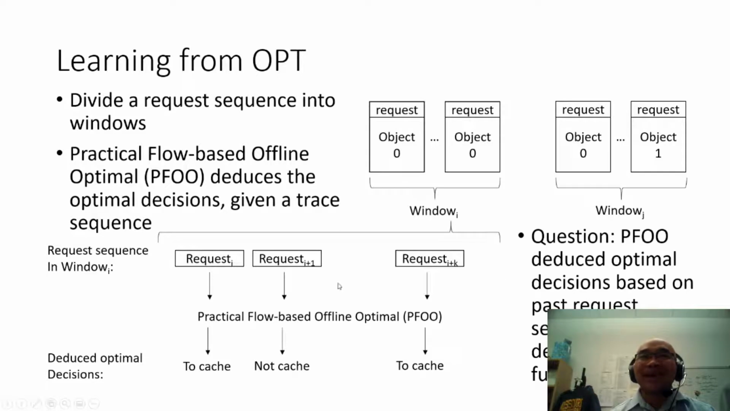Now the question is, this request sequence is something in the past. Those are the requests that are in the past, and these are the decisions that are suggested for requests in the past. But these requests are gone; they are not going to come again. So it is too late to execute these decisions. So, how can we use what happened in the past to tell us what to do in the future?